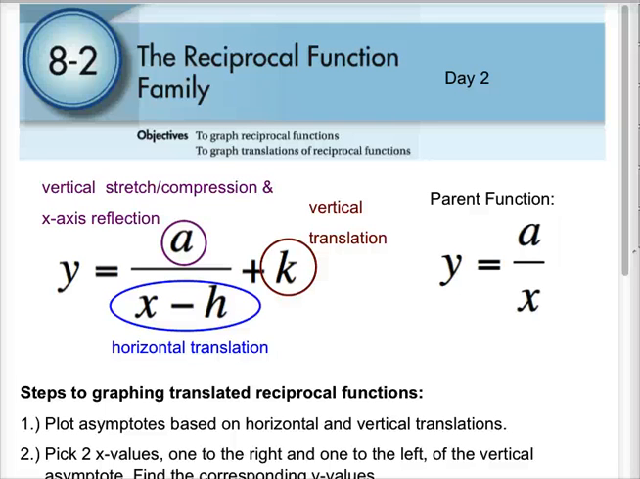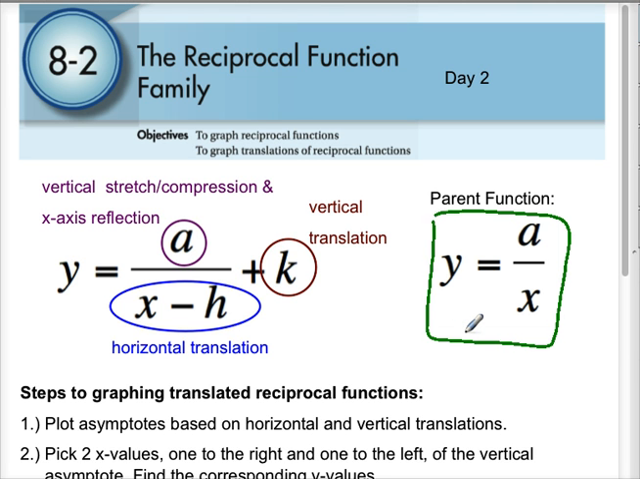All right, so today we are continuing in 8.2, the reciprocal function family. Now today we are moving on from the very basic parent function. So yesterday we talked all about graphing this beast right here, okay? Today we're going to look at ones that have those translations in them as well. So now we're using x minus h to represent our horizontal translation, k to represent our vertical translation.